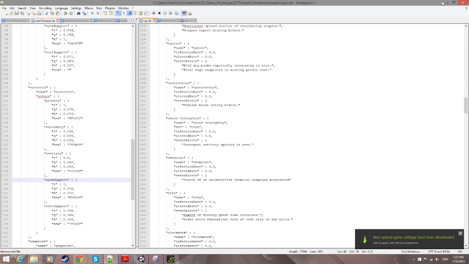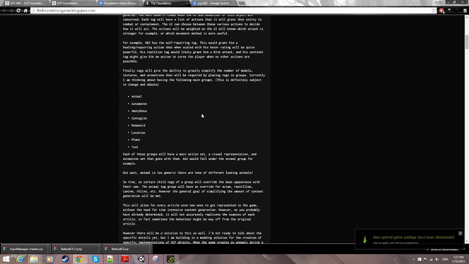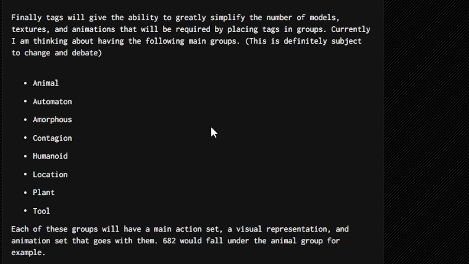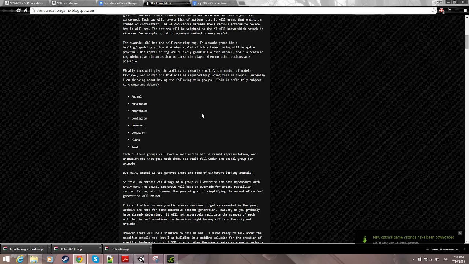So, I've done a lot of thinking about it this week, and I think I've narrowed it down to 8 major categories. And this is definitely highly subject to change and debate. Go ahead and leave comments and talk about this. But the 8 major categories that I've identified are animal, automaton, amorphous, contagion, humanoid, location, plant, and tool. So 682, to continue on our example, would fall under the animal category.